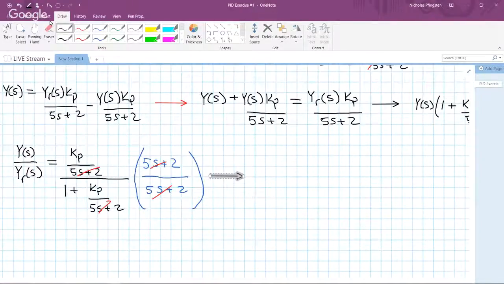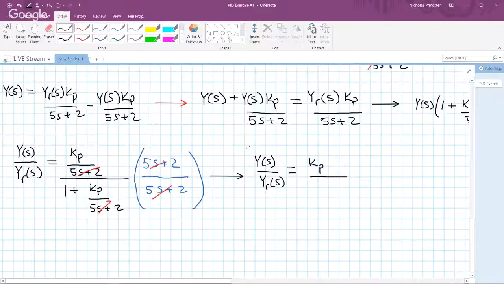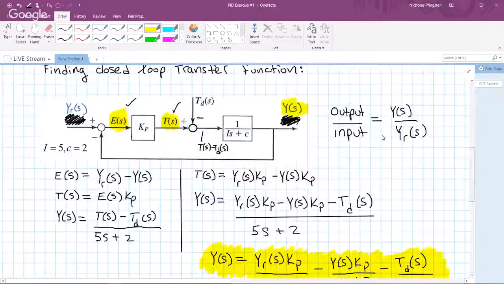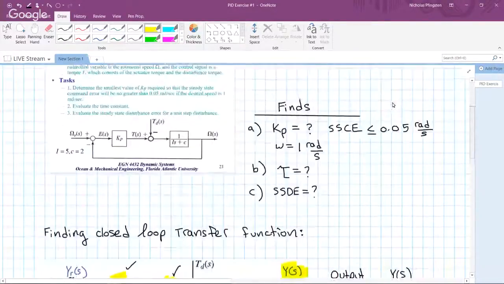And then last but not least, the thing we've been waiting for is this. Y of s over Y sub r of s is going to equal KP over 5s plus 2 plus KP. And this is the form that is desirable for part A. Okay. So that's something we need. So finding the closed loop transfer function was the first thing that we needed to do.